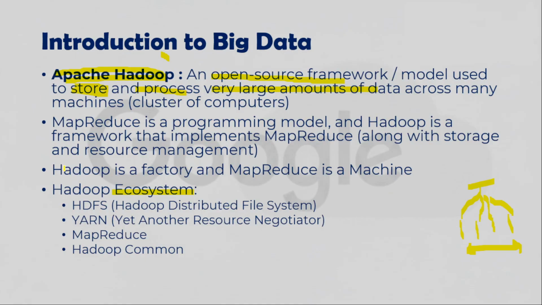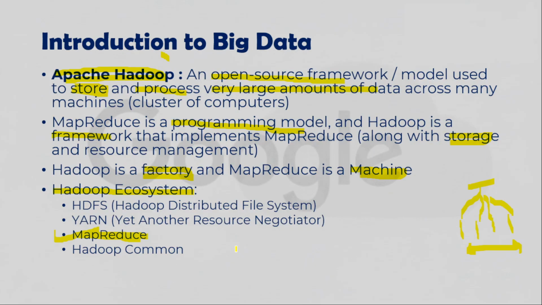Think of Hadoop as a huge factory and MapReduce as just one machine. Inside the Hadoop ecosystem, we are using the aspect of MapReduce, because Hadoop is a huge ecosystem and MapReduce is one part of it. MapReduce is a programming model and Hadoop is a framework that implements MapReduce along with storage and resource management. So storage is an integral part of Apache Hadoop. That's the big picture of Hadoop.